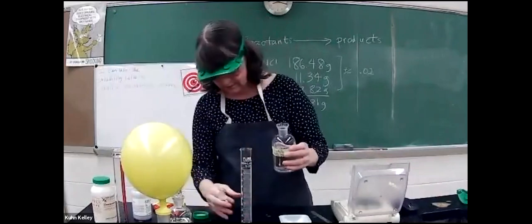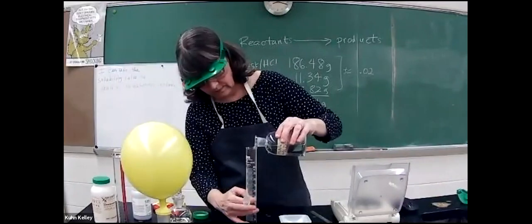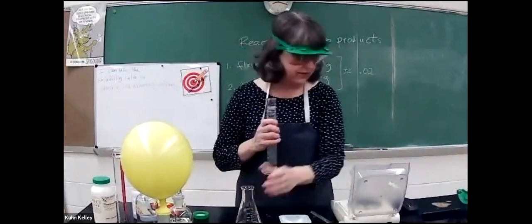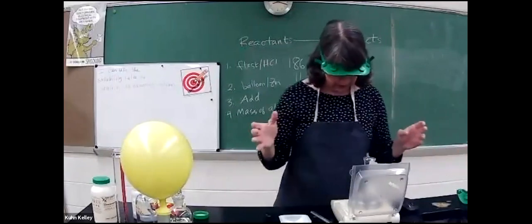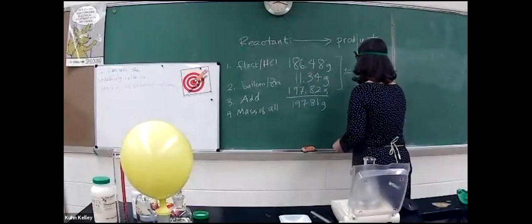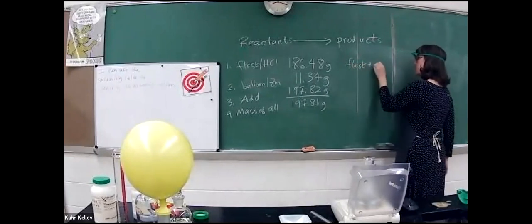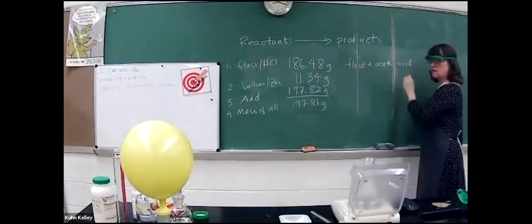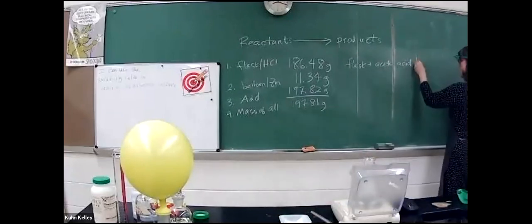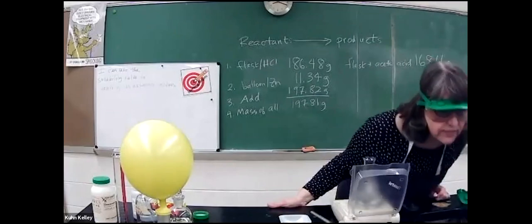That's this one. And you're going to add that to the flask. I actually put 50 mils in here already, so I'm going to weigh this. My acetic acid in my Erlenmeyer flask for my second reaction is going to be 168.66. 168.66, in case you can't see that. It looks like you can see it on the video.